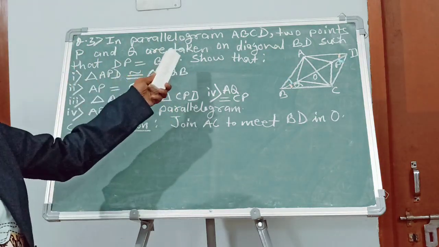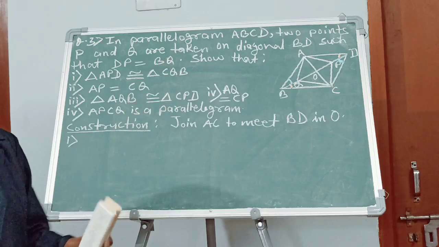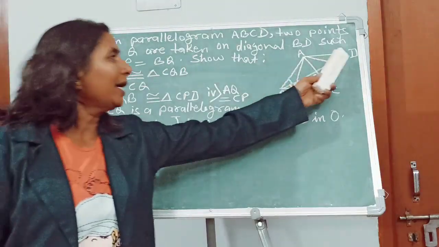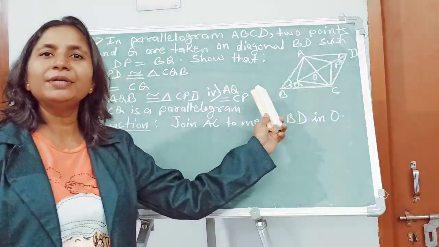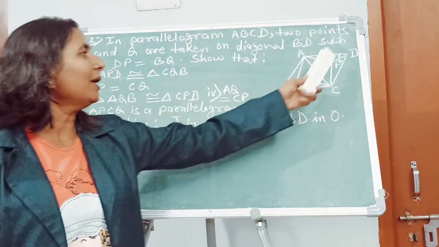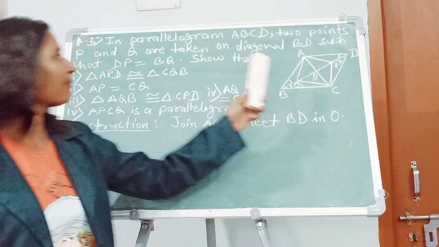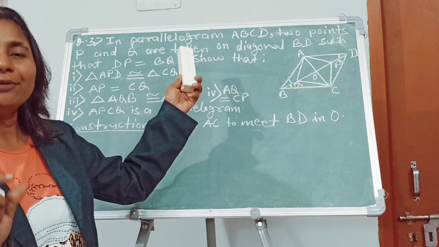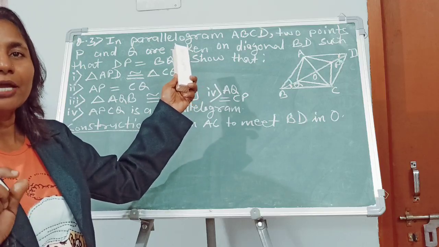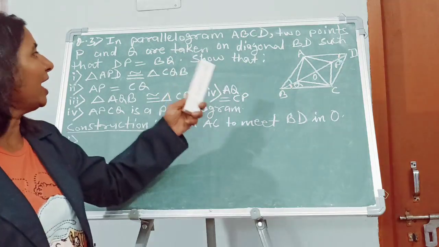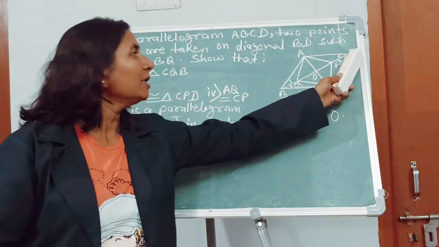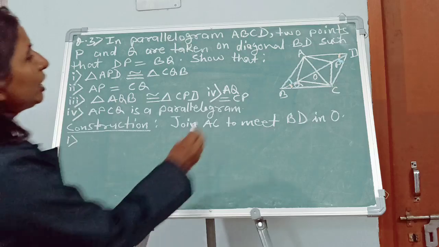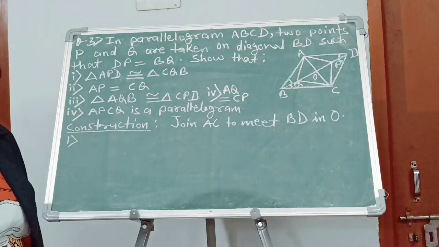Two points P and Q are taken on diagonal BD. Where are two points taken? On diagonal BD. So the line joining B and D is the diagonal BD. Here two points are taken, one is point P, another is Q, such that a condition is also given. Points P and Q are taken on the diagonal BD in such a way that DP, this distance, is equal to BQ, this distance. So this is already given in the question.